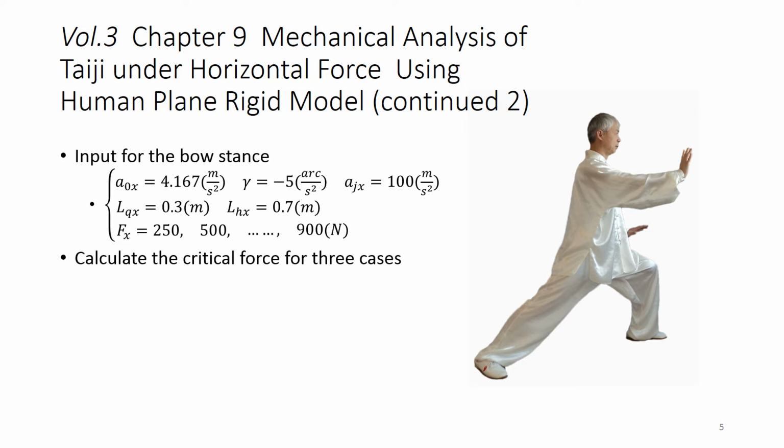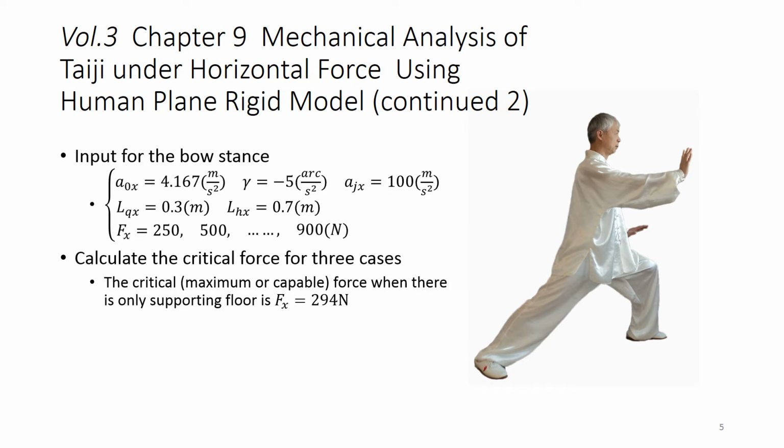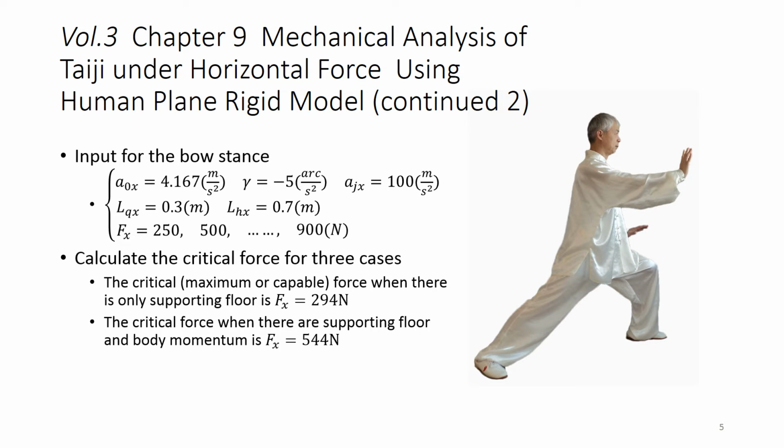Calculate the critical force for 3 cases. The critical force when there is only supporting floor is Fx equals to 294 Newton. The critical force when there is supporting floor and the body momentum is Fx equals to 544 Newton. The critical force when there is additional explosive force source is Fx equals to 744 Newton.